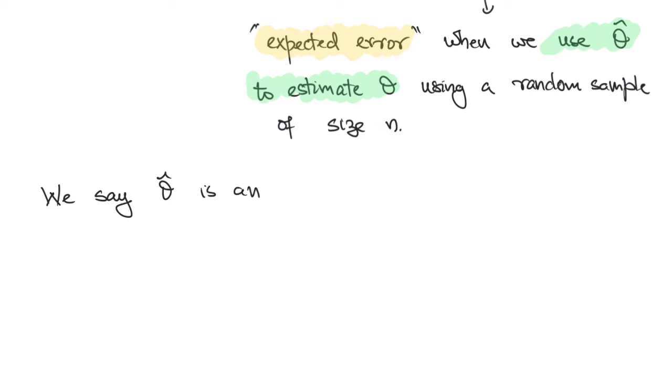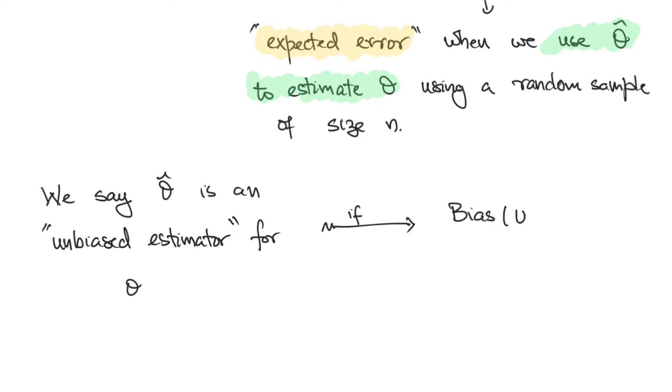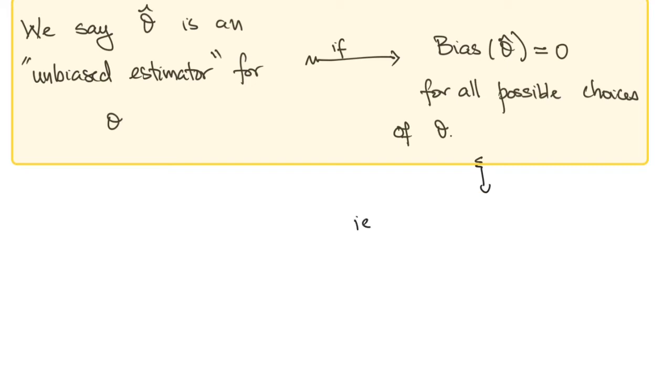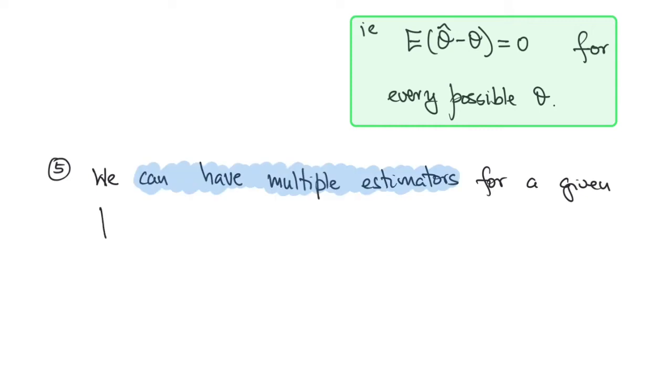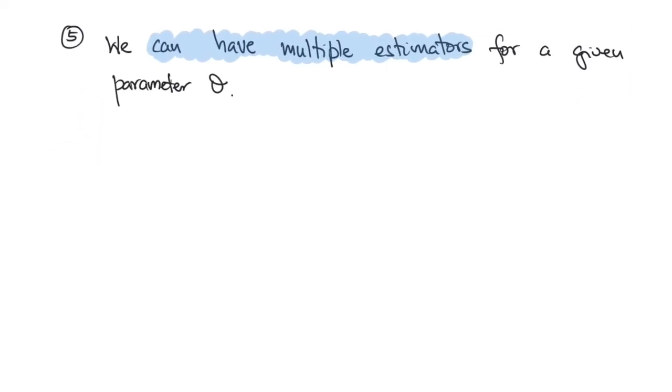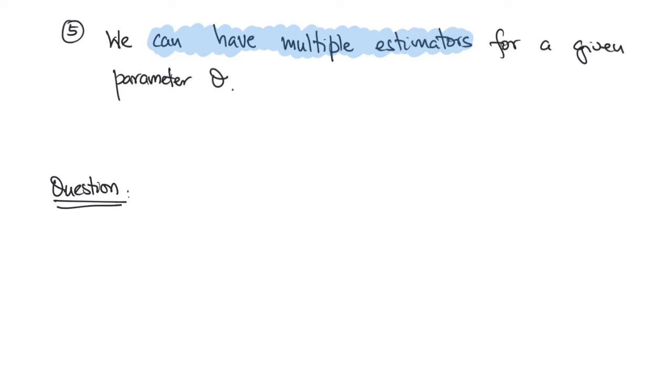We say that theta hat is an unbiased estimator for theta if the bias of theta hat equals 0 for all possible choices of theta. That is to say that the expected value of the statistic theta hat minus theta equals 0 for every possible value of theta. Notice that for a given population parameter theta, we can have multiple estimators, and in fact, we will soon see that we can have multiple unbiased estimators.